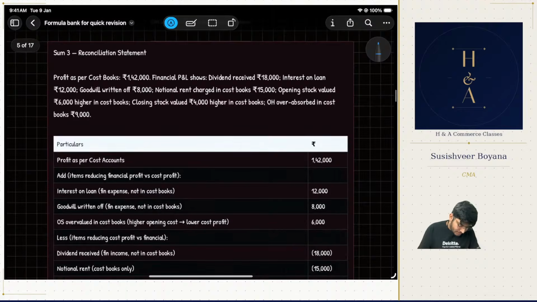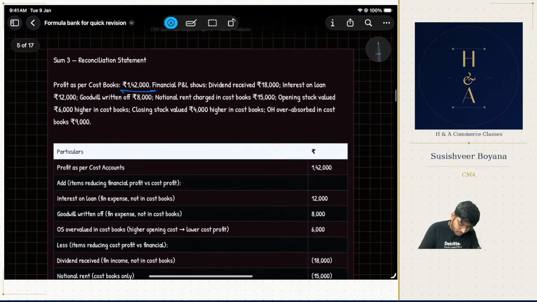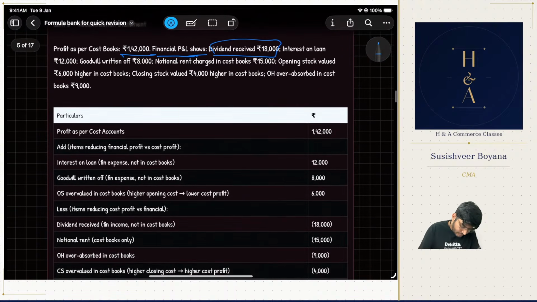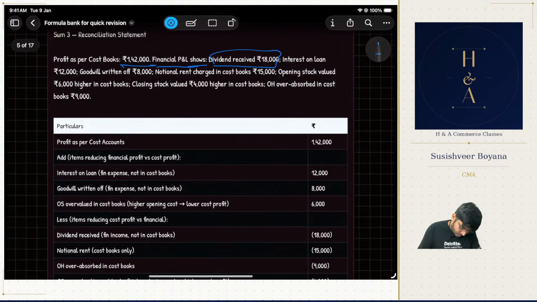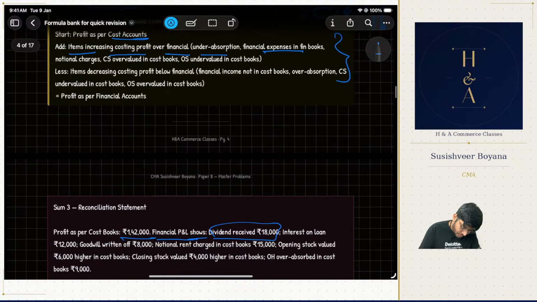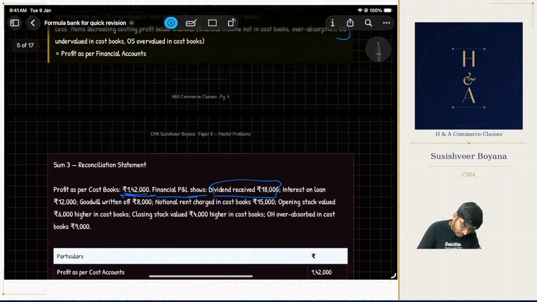Okay, one reconciliation statement is given. Profit as per cost books. Financial profit, P&L shows dividend received. Sir, let us solve this. Solution is given here. Now I'm going to put it here. I'm going to write. Okay, sir, costing book I've started 1,42,000.